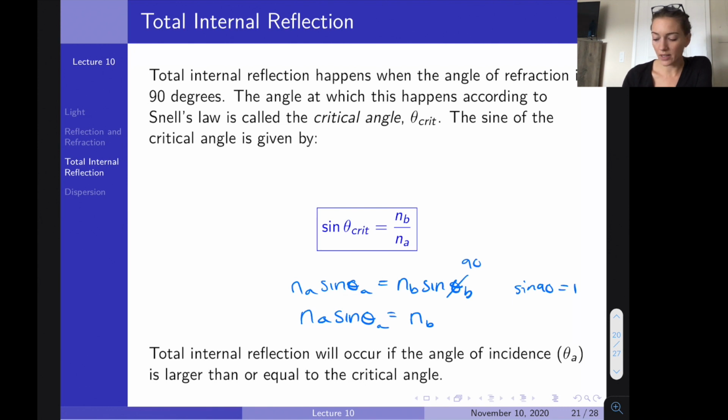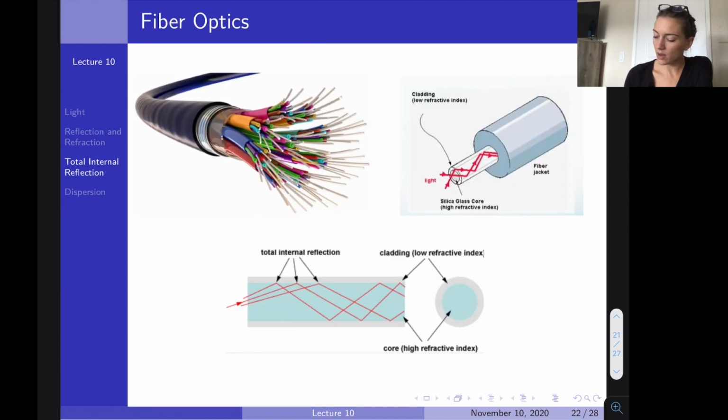And any angle, again, larger than this theta critical will give us still total internal reflection. Okay, so one of the most common uses for total internal reflection is fiber optics. So like your internet, phone, cable, everything basically is fiber optics. The way it works is you have these tiny cables which are made up of some kind of glass with a very high refractive index. Usually they use some kind of silica glass.